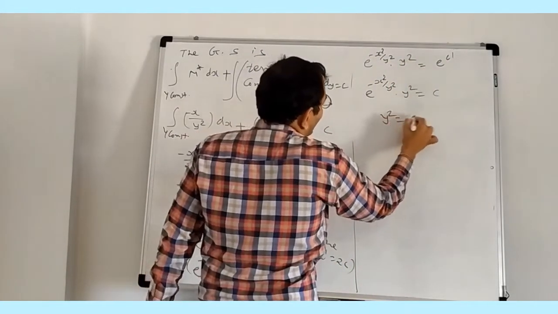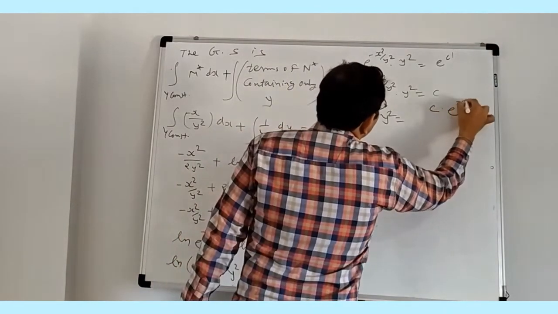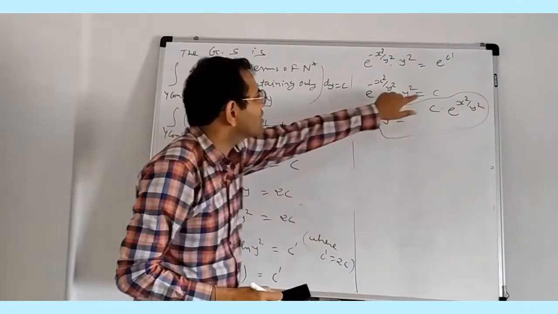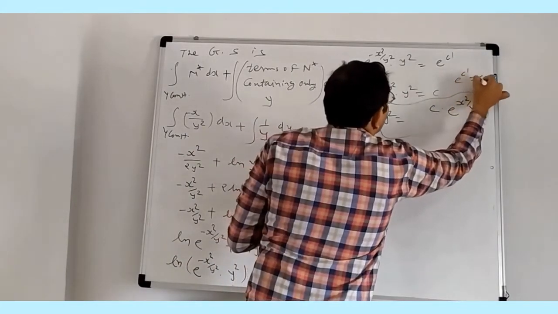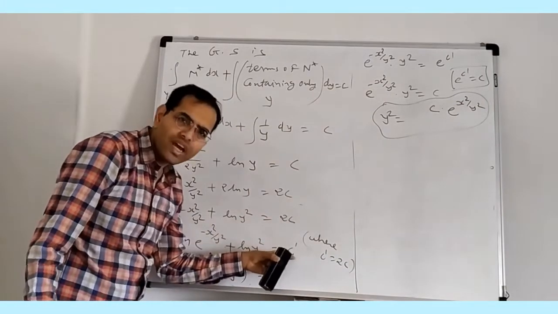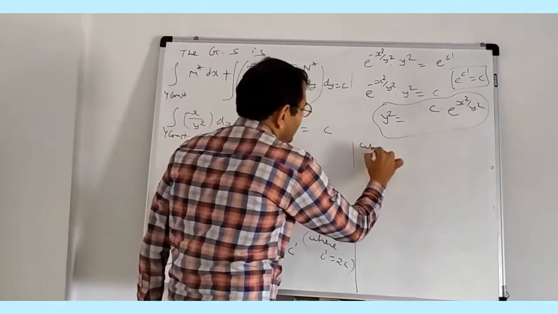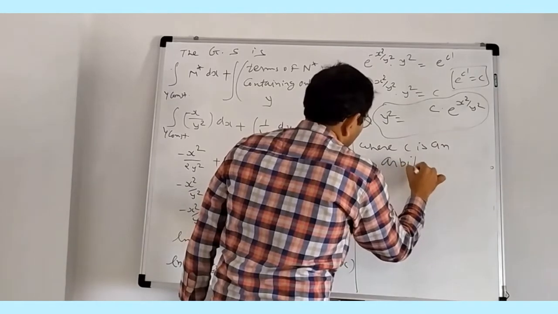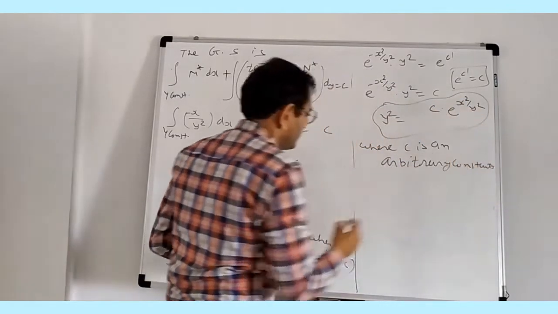Now y square equal to c into e raised to x square by y square. Here c is any constant. We can write e raised to c dash equal to c, that is also constant, 2c equal to c dash, where c is an arbitrary constant.